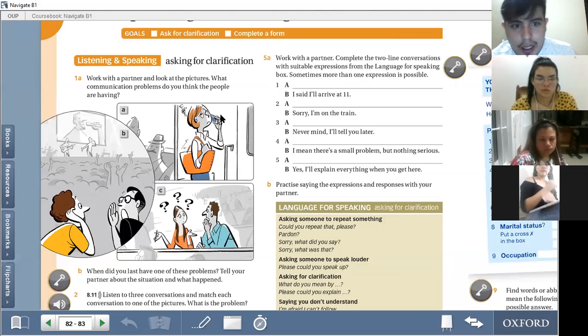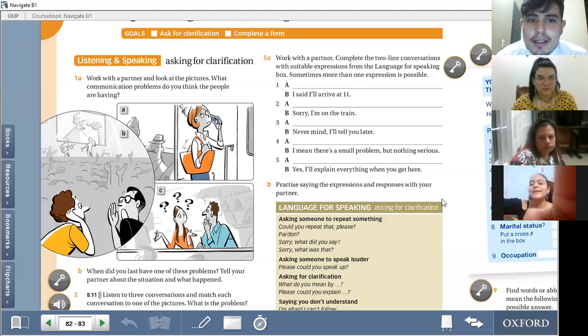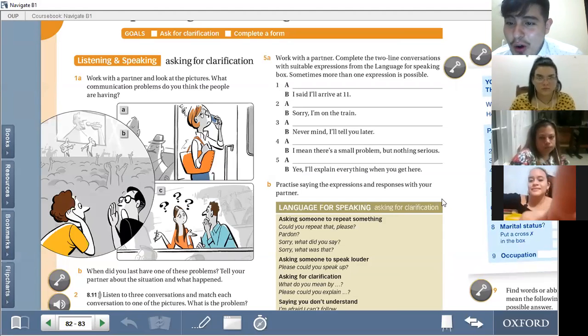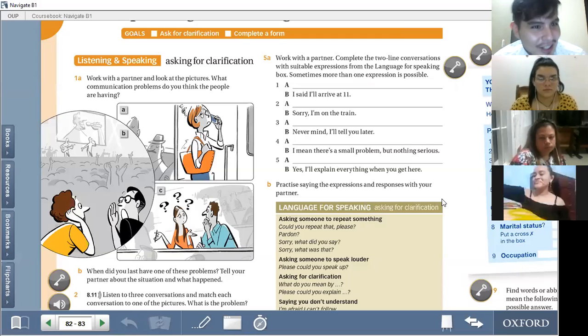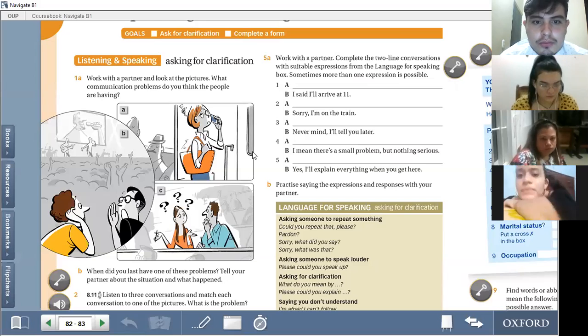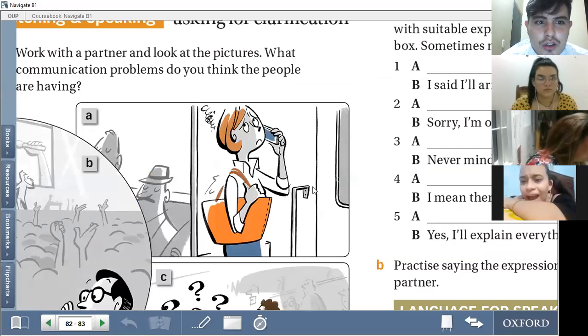The first part, I'm going to choose a student. So this time I would like Luisa. Luisa, can you please describe what's happening? Luisa, you. Can you please describe what's happening in picture A? What can you see there? Let me zoom in. What can you see? What's the problem?